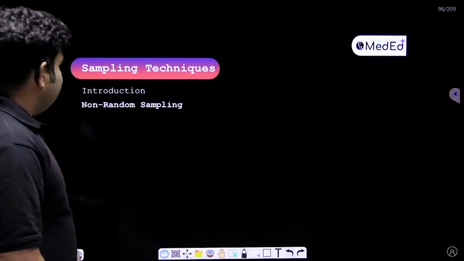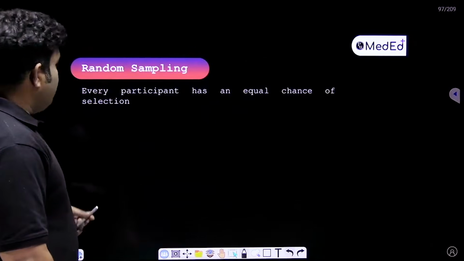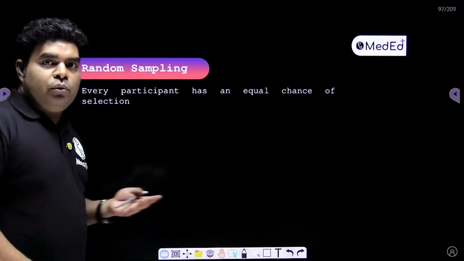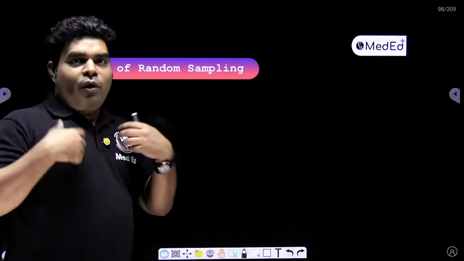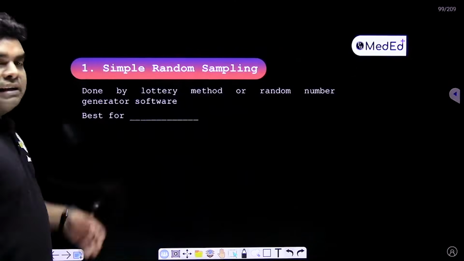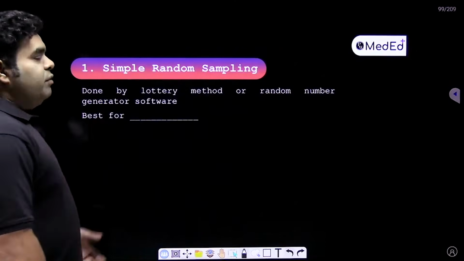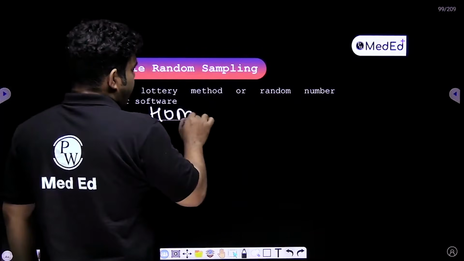Now, let's understand the sampling technique. Sampling technique can be random or non-random. Random means everyone has an equal chance of selection. Non-random means you can select anyone according to your wish. So when we talk about random sampling, first is simple random sampling, which is done by the lottery method. This is best for a homogeneous population.